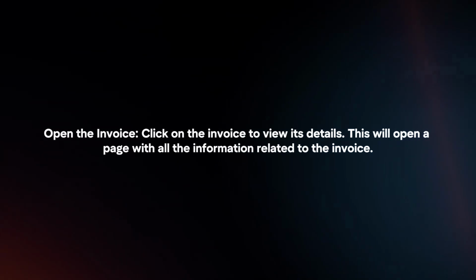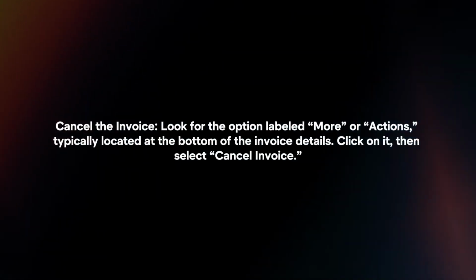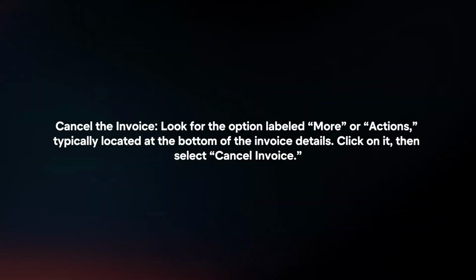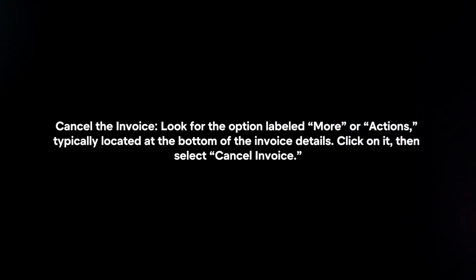Open the invoice. Click on the invoice to view its details. This will open a page with all the information related to the invoice. Cancel the invoice. Look for the option labeled More or Actions, typically located at the bottom of the invoice details. Click on it, then select Cancel Invoice.